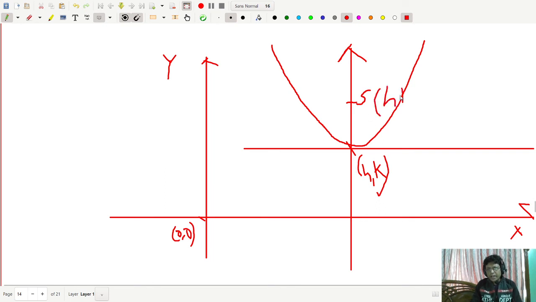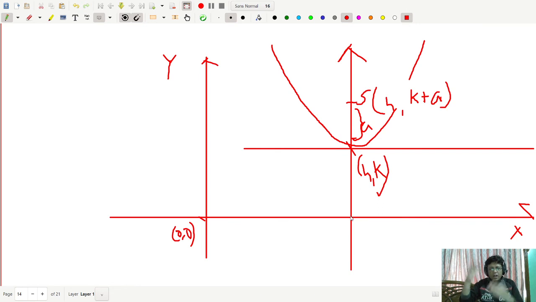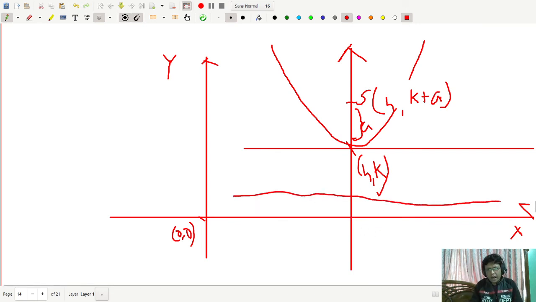Focus is h plus a. No, not h plus a. The focus will be in this case h comma k plus a, because this length is a, right? So k plus a. This point is h, k, so your length in the vertical direction increased. So h comma k plus a. And this side you will have the directrix, and the coordinate of the directrix is h comma k minus a, right?